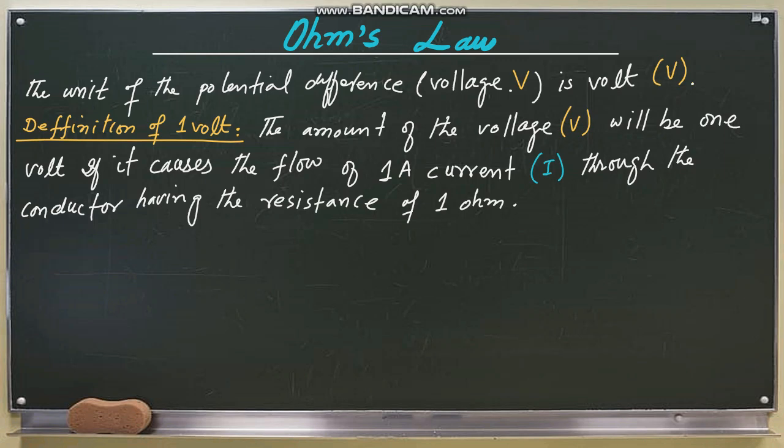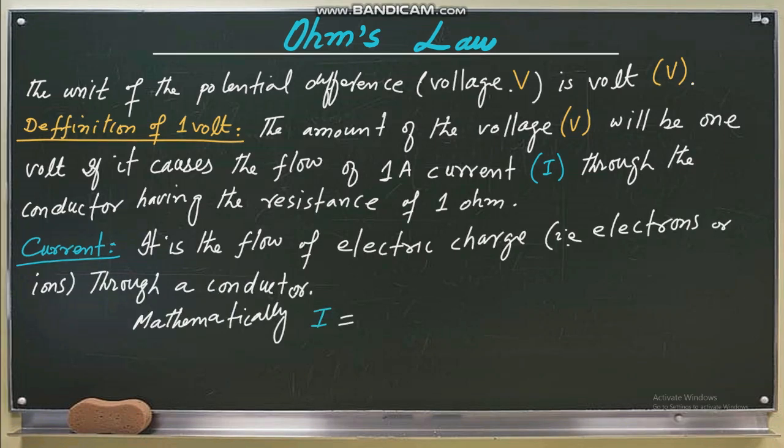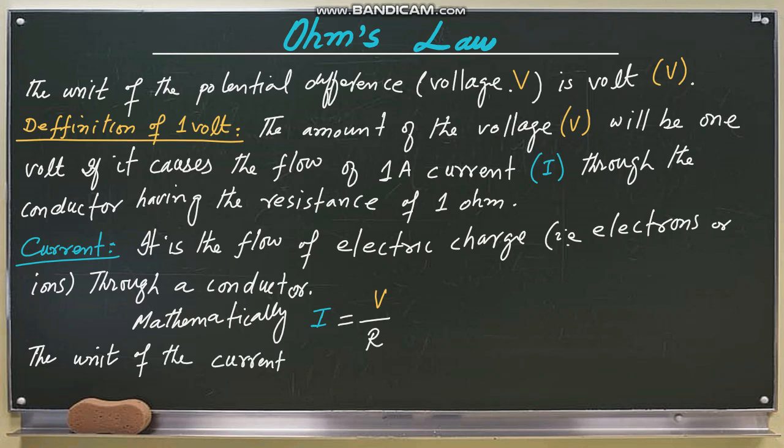Now let us define current. Current is defined as the flow of electric charges, that is, electrons or ions, through a conductor. Mathematically, current I equals potential difference V divided by resistance R. The unit of the current is ampere, denoted by the capital letter A.